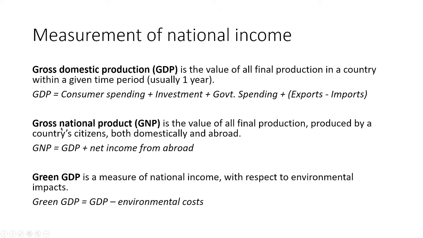Then we also have gross national product, GNP. This is the value of all final production produced by a country's citizens, both domestically and abroad. So all final goods made or services. So to do some fancy math here, then you can solve GNP. That's GDP plus the net income from abroad. And then we also have the concept of green GDP, which is a measure of national income with respect to environmental impacts. So this is the GDP minus the environmental costs.